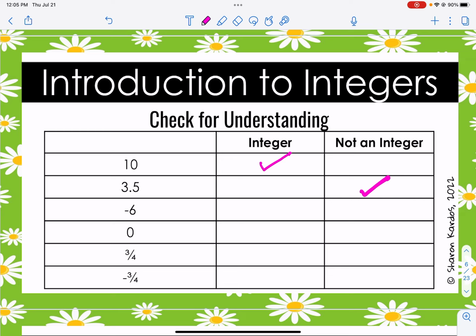-6 is negative. It's a whole number. It's an integer. 0, definitely an integer. 3/4 is not an integer, remember, and that's because it is a fraction. And the same with the -3/4, it is not an integer. Now, if you got any of those incorrect, make sure you change it on your paper, because I don't want you to study answers that are incorrect. So make sure you take the time to correct your answer if you got it wrong.